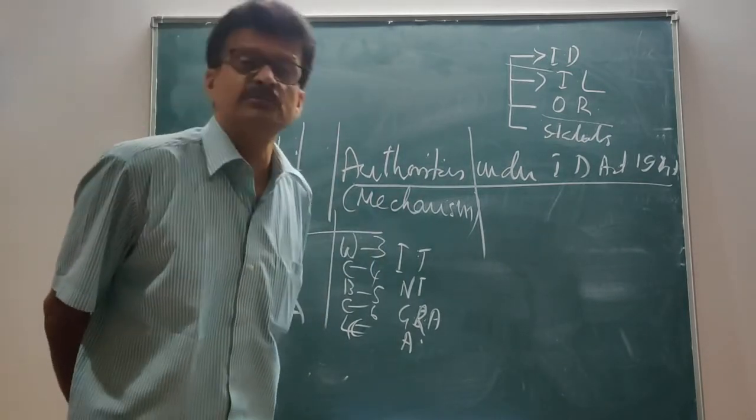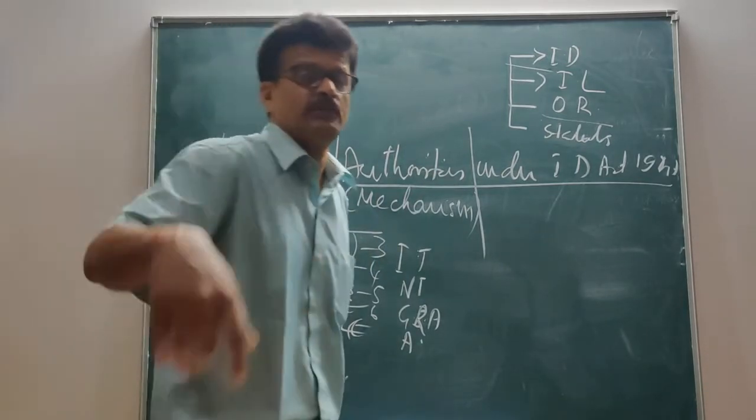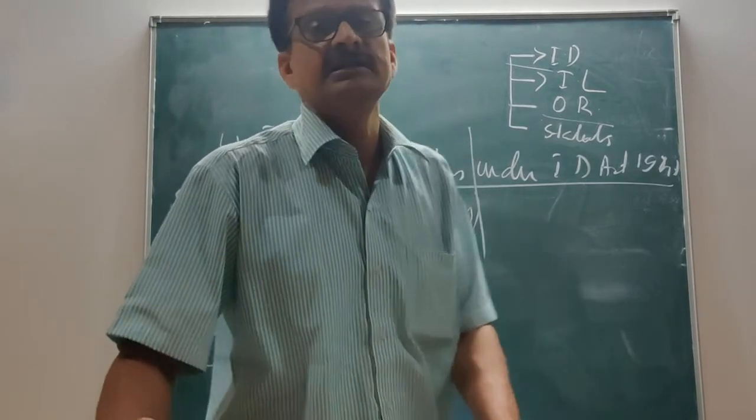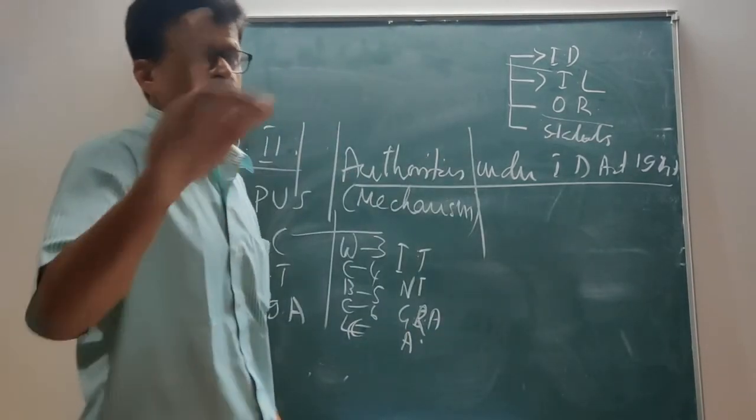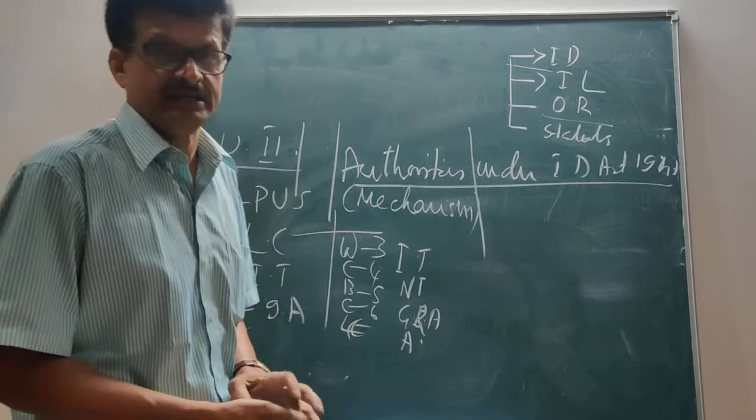It may refer to the Industrial Tribunal or the National Tribunal. But in case of the National Tribunal, the appropriate government which passes the order of reference of the dispute to the National Tribunal is the central government. In any other case, it is the appropriate government, right?